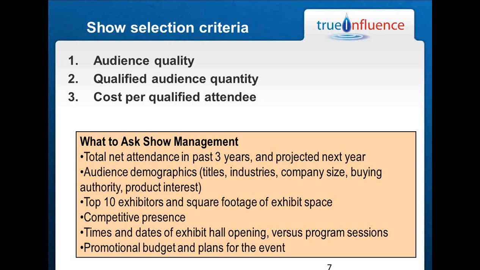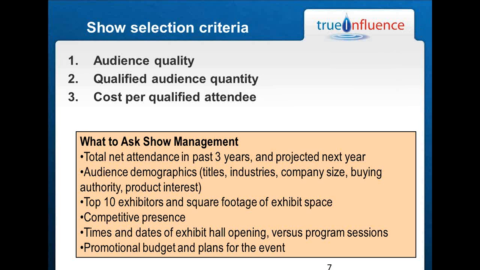And what you want to go for is quality of the audience. So the number one issue is quality. And once you've determined the quality, then you want to know about the quantity. Are they going to be there in sufficient quantity that it's worth your time and investment? And therefore, the best way to boil that down is to calculate the cost per qualified attendee through simple math. So following these steps will ensure that you're going to be at the right show.